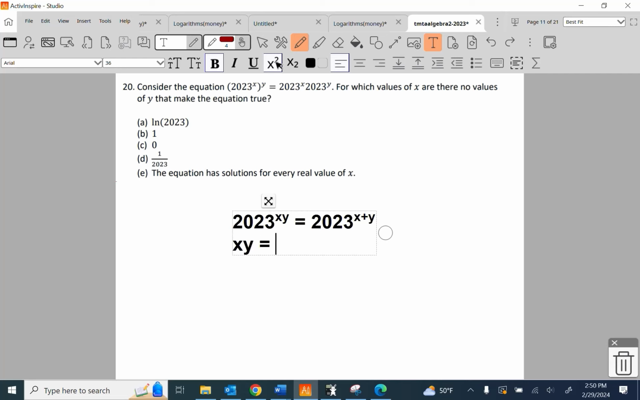Xy equals x plus y. And the question is, for which values of x are there no values of y that make the equation true? Let's go ahead and do a little work on this one. Let's move everything to the left. Xy minus x plus y is now a 0.